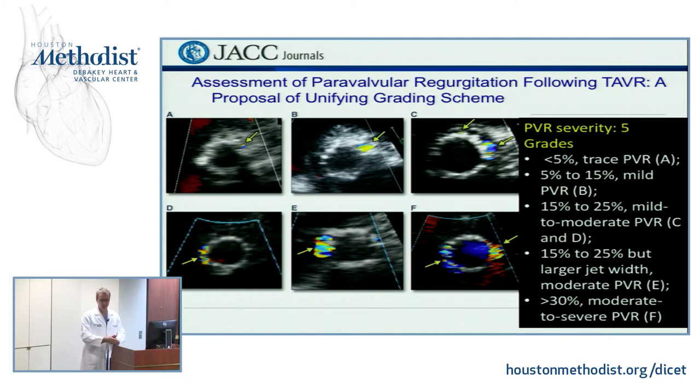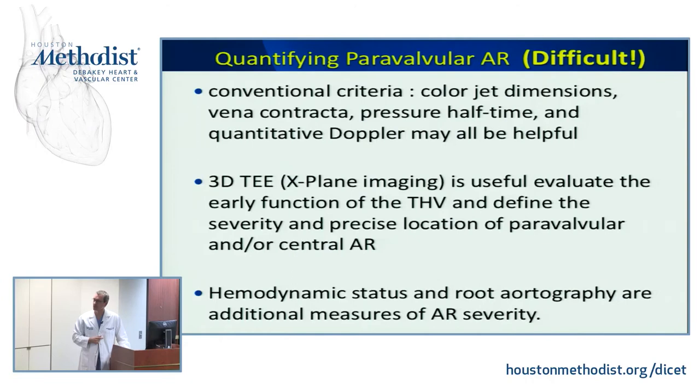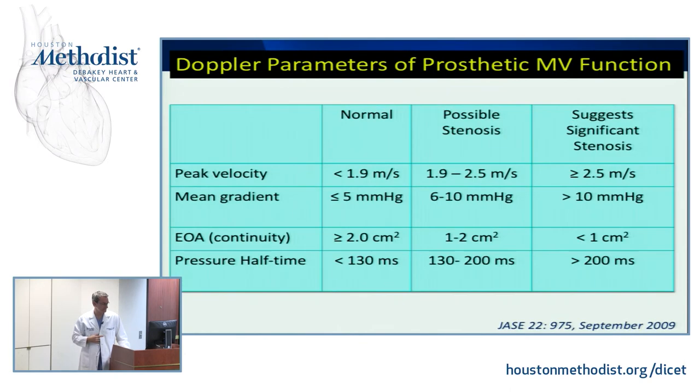If it's less than moderate, we watch it. If it's more than moderate, we treat it. So these five categories don't really matter. But they exist, and there's still lots of variability in this area, I would say. All right. So these are the challenges with quantifying PVL. X-plane, I think, is very useful. When you're in the cases, the hemodynamics actually guide this a lot as well.